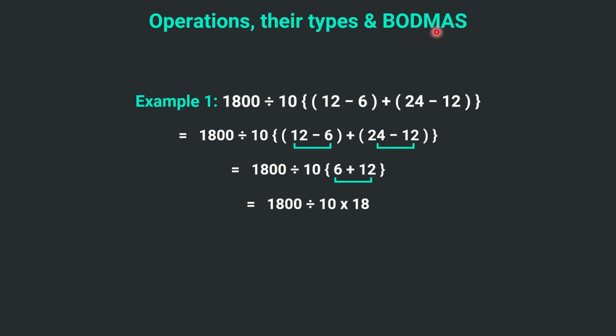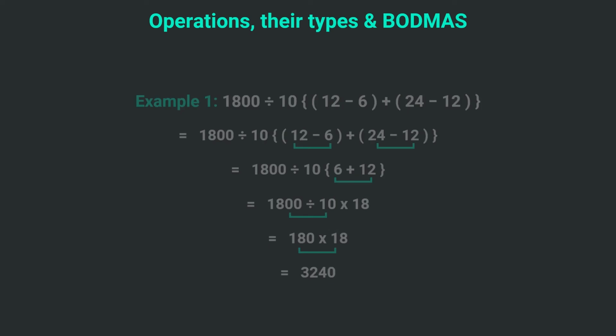Now here D comes before M, so we will perform division before multiplication. So this would be the operation that we would be performing here. So now 1800 divided by 10 will make it 180 and multiplied by 18 will remain the same. So now this is the last operation which we will be performing. 180 into 18 will make it 3240. So now as you can see how we followed this sequence to perform our calculation. Now we will see a second example.